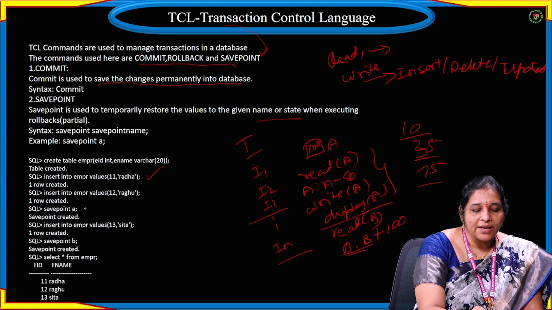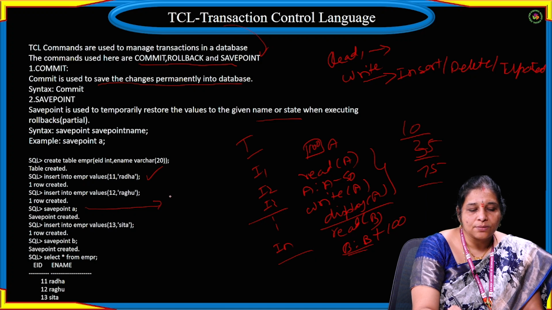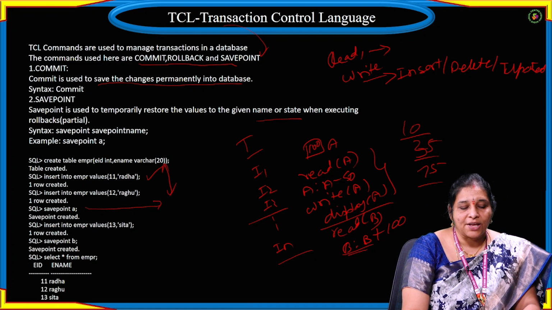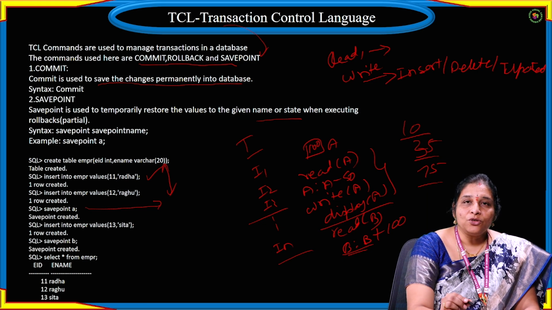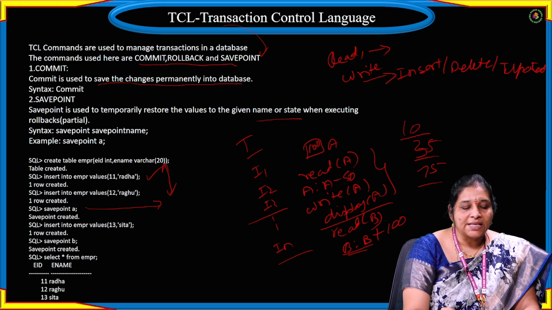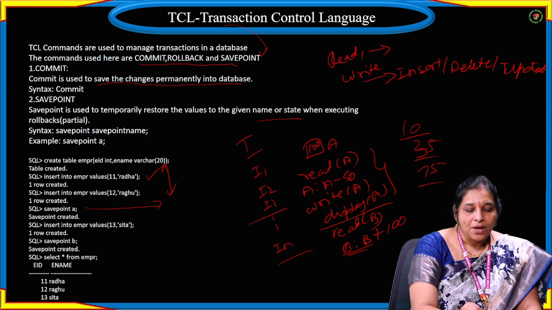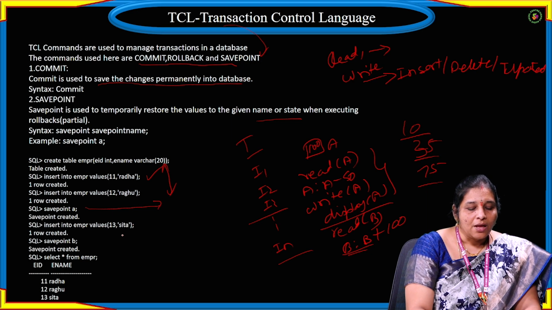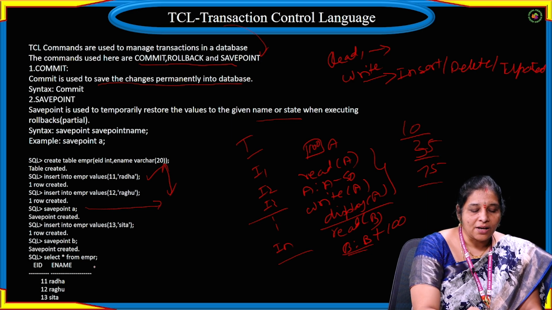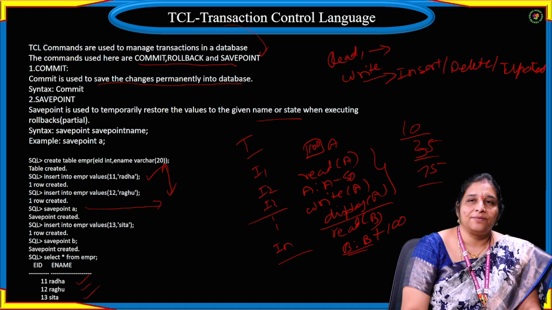Now SAVEPOINT A. So up to this point, I am going to create one savepoint. So temporarily I am saving where two rows, 11 and 12, have been inserted into employee R. Now again I am trying to insert one more row, 13, SAVEPOINT B. Now I am trying to check what values are created so far. Select star from employee R. I have seen here 11, 12, 13.